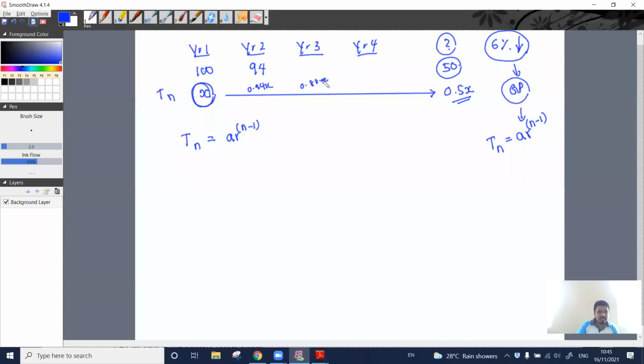0.88x or something like that. Okay? Likewise, this is also the term value.